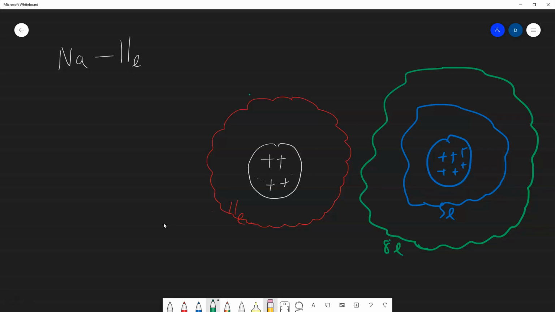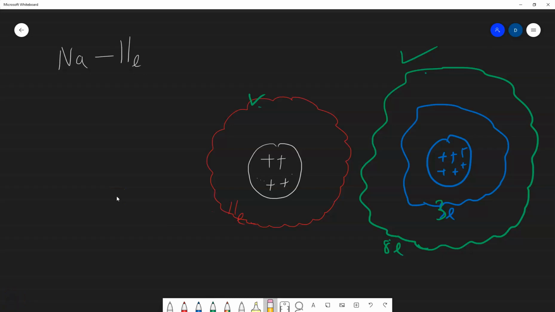Is it all of them going in the same orbit, or do they go in a group, say 3 close together, close to the nucleus, and the remaining 8 further from the nucleus? So which one is right? Is it this or this?